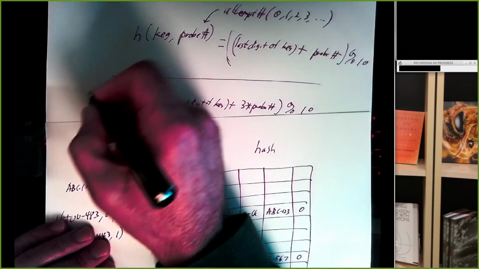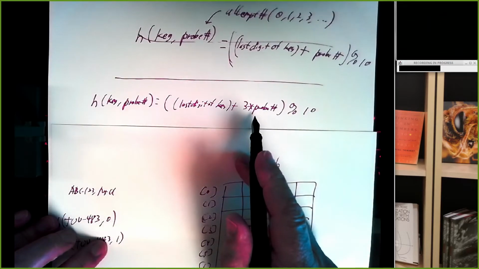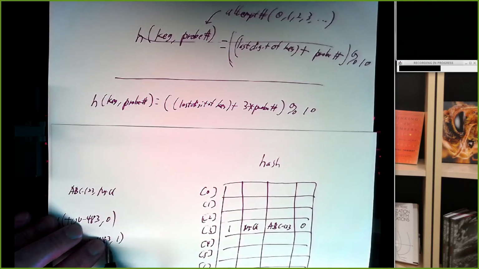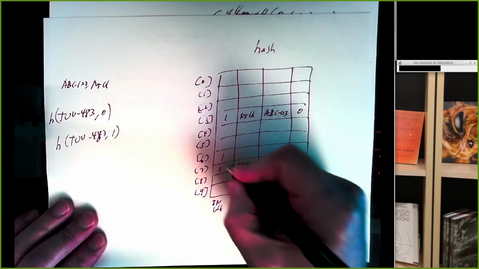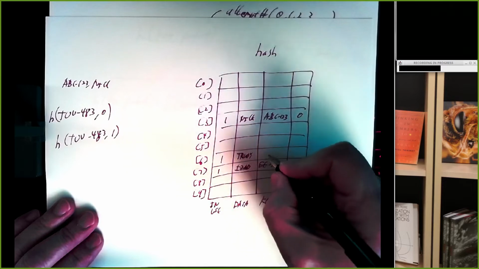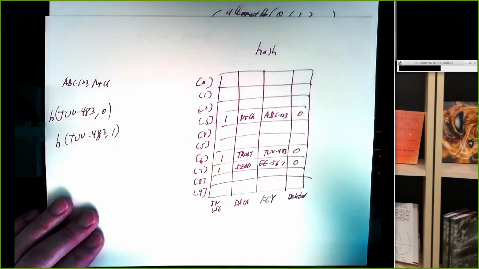Well, our hash function, right, is take the last digit, which is 3, and add 3 times the probe number. Well, the probe number is 1. 1 times 3 is 3, plus 3 is 6. So we would store this license plate at location 6, which is available. So there's Trudy, and there's TUV483.